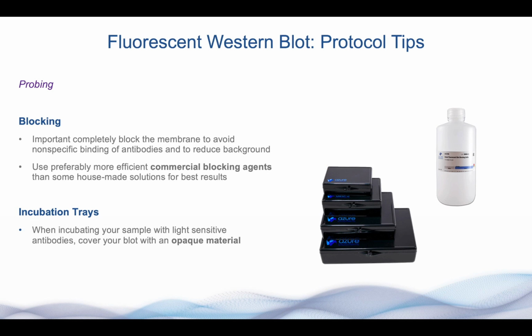Blocking is also a very important step for fluorescent Western blots, because the fluorescent antibodies adhere more easily to the membranes. A blocking step is crucial to avoid that residual signal. Using a commercial blocker can help you significantly reduce the amount of background you get in your fluorescent Western blots. And we highly recommend using something like incubation trays. They can protect your precious fluorescent Western blots from light, so they do not quench as easily.